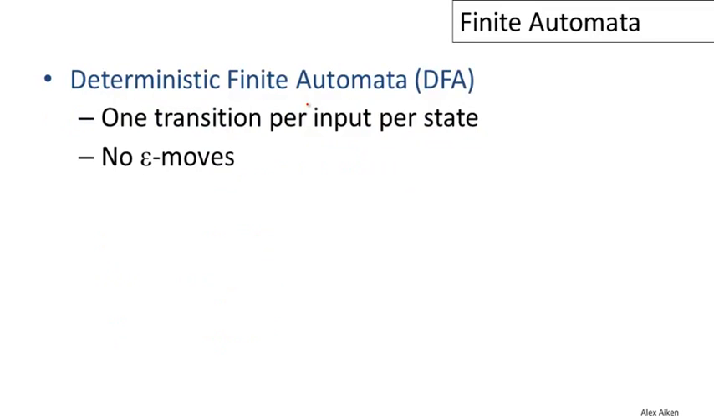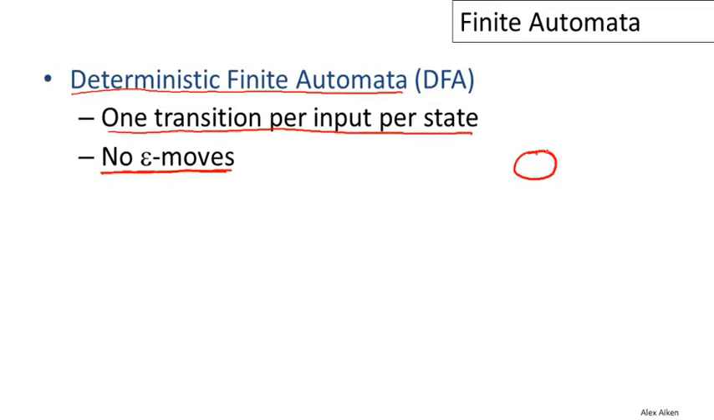Now, epsilon moves are the first time we've mentioned the possibility that a finite automaton might have a choice in what moves it makes. And there's actually an important distinction between automata that have choices and those that don't. So deterministic finite automata have two properties. First of all, they have no epsilon moves, so they must always consume input. And second, they only have one transition per input per state. What do I mean by that?